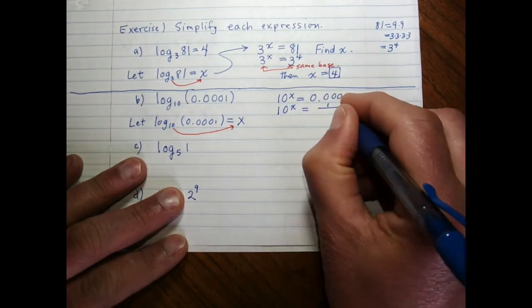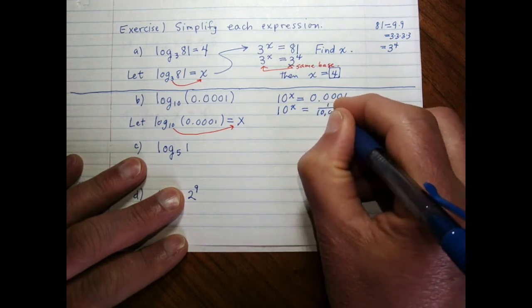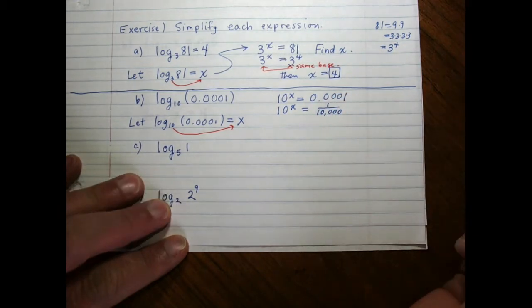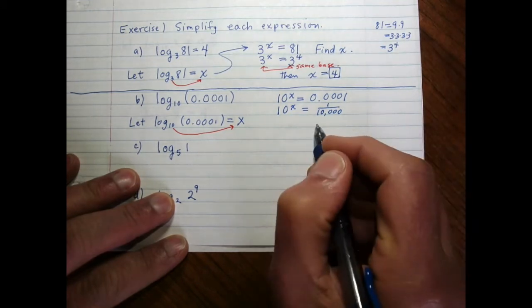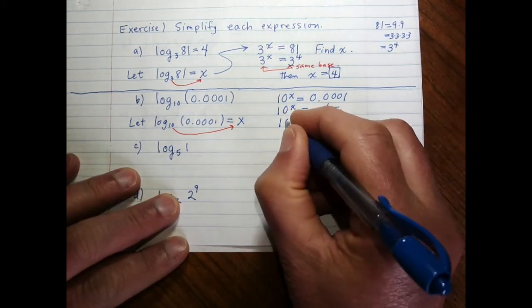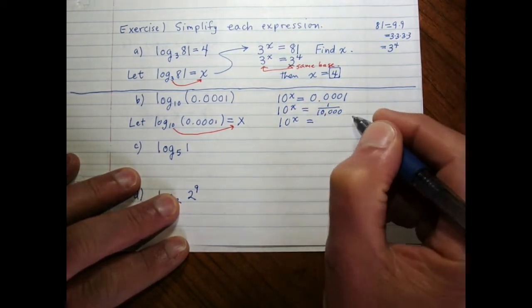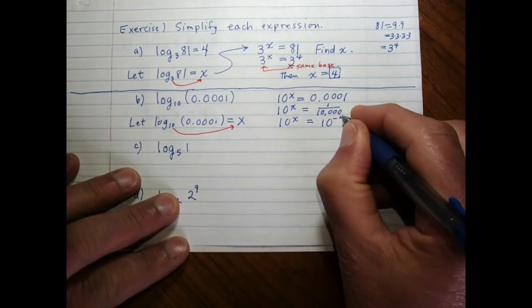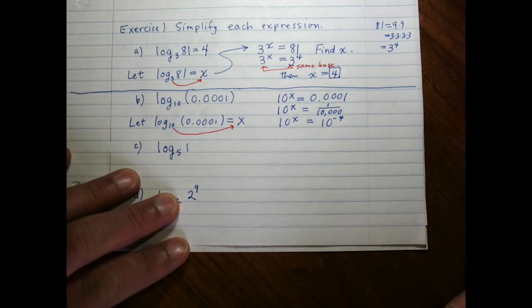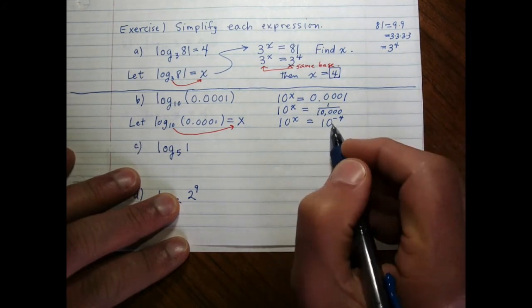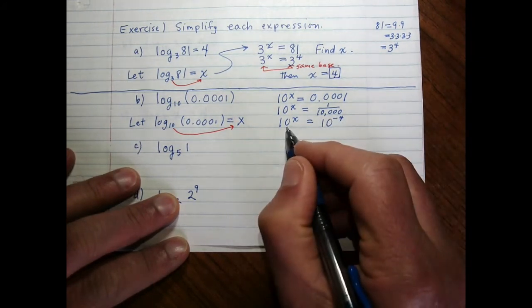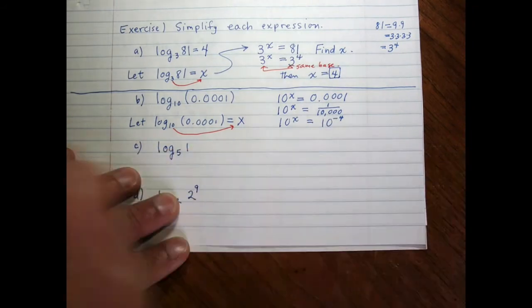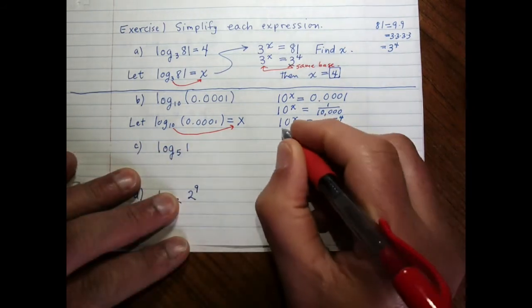That's 1/10,000th. But if 10 to the x is 1/10,000th, that's 10 to the -4 power. If 10 to the x equals 10 to the -4, we've got the same base.